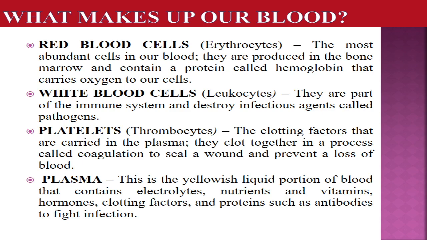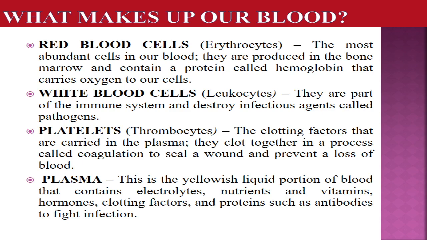Now, what are red blood cells? From the name itself, you can see the red blood cells, known as erythrocytes, are red in color, and because they are red in color, they are known as erythrocytes. Erythro means red and cytes means cells. These are the most abundant cells in the blood. They are produced in the bone marrow and contain a protein known as hemoglobin that carries oxygen to our different cells.